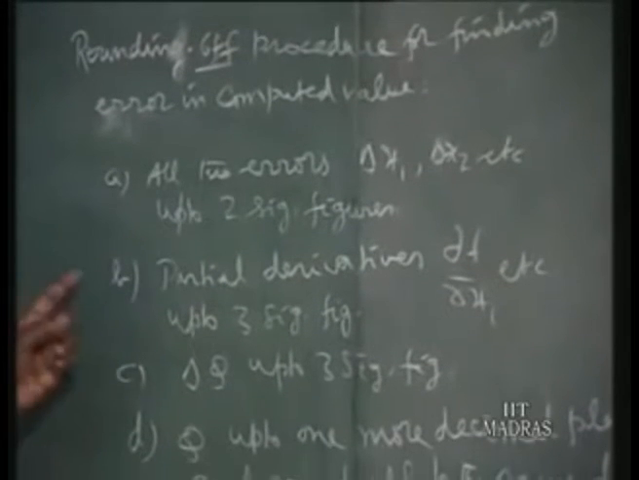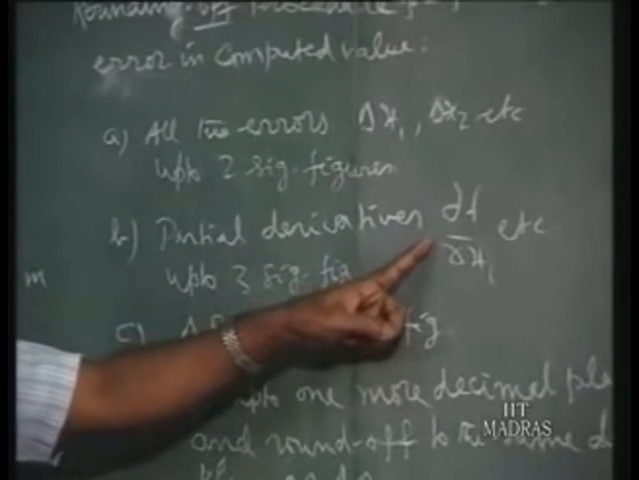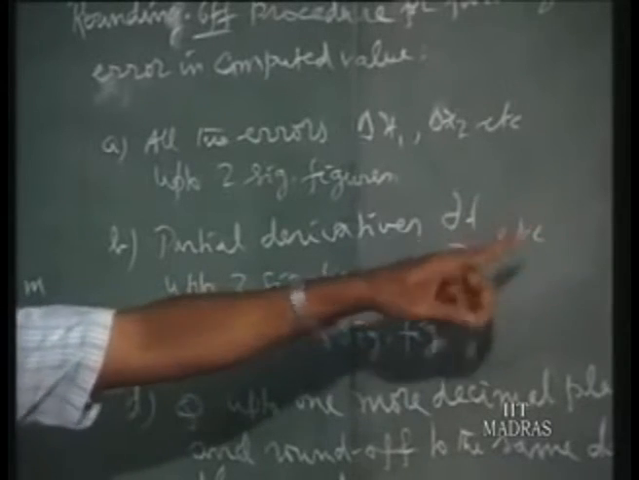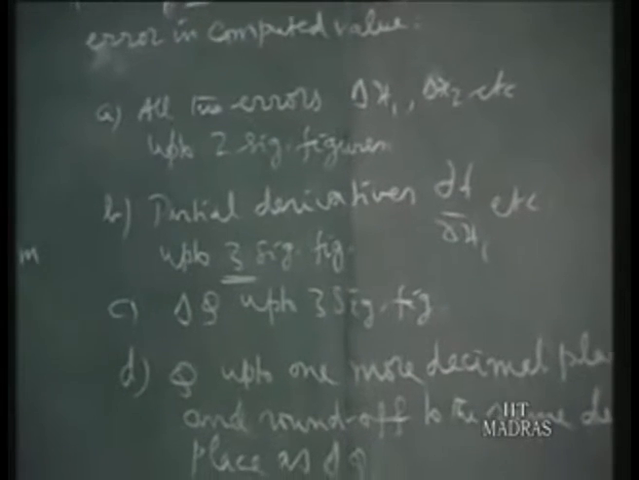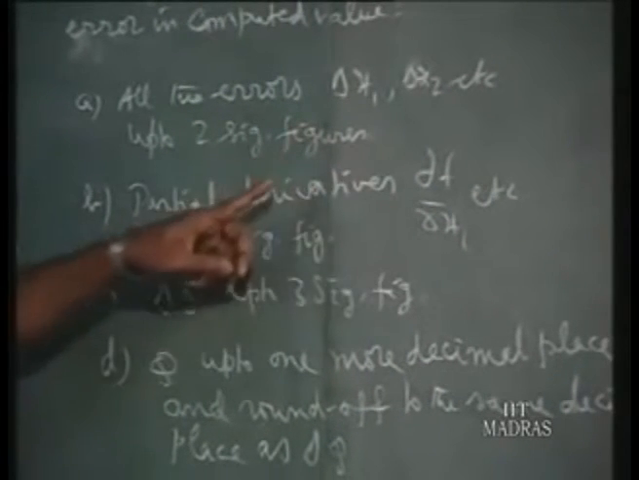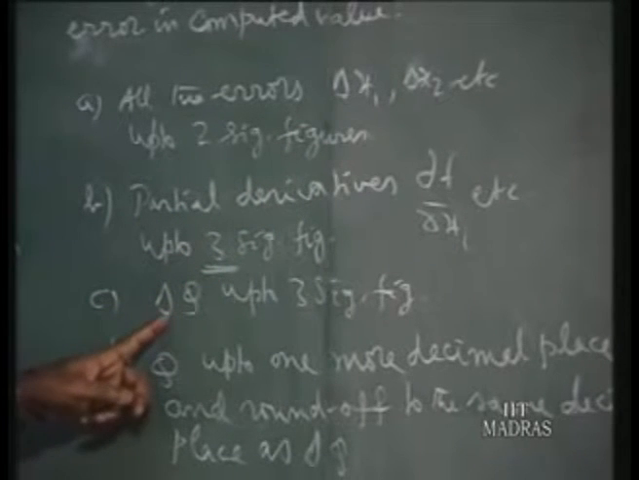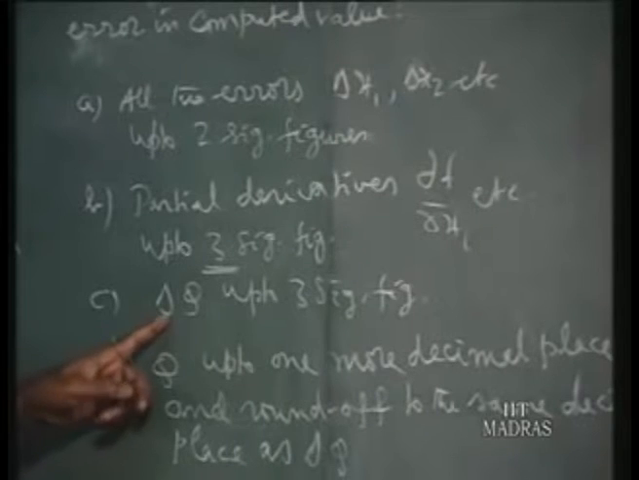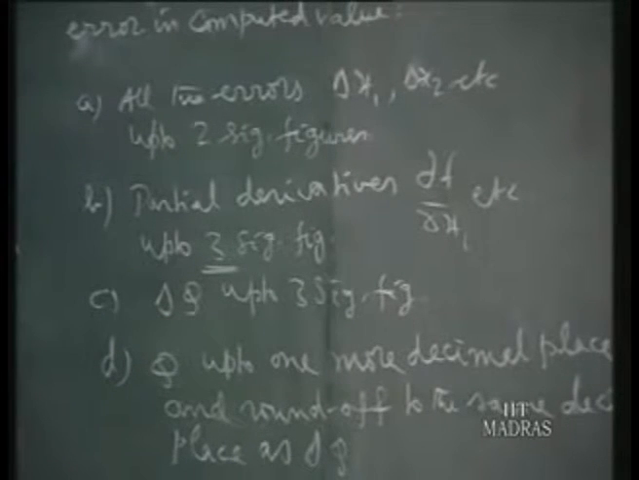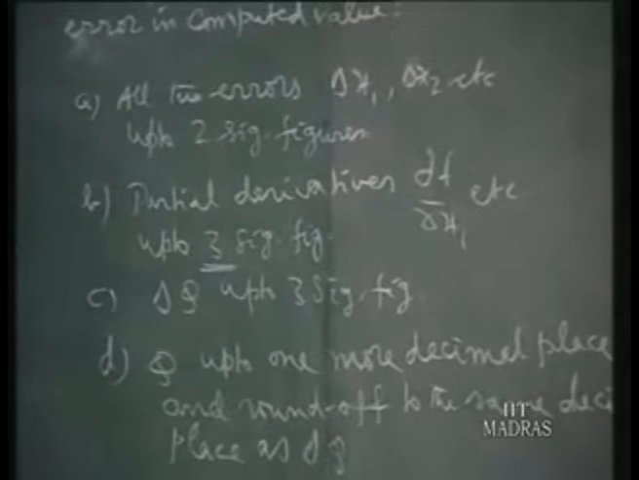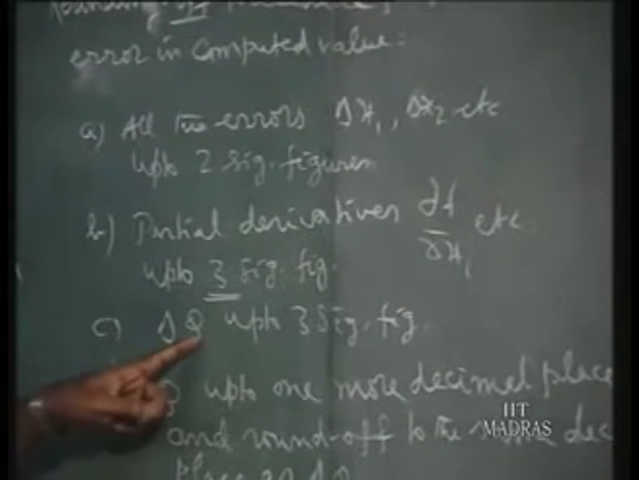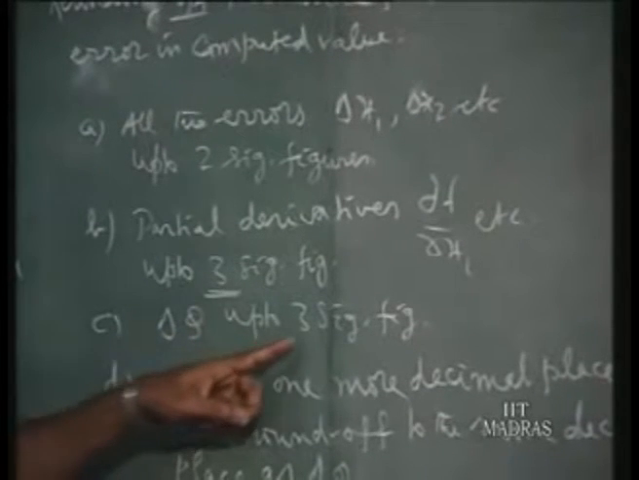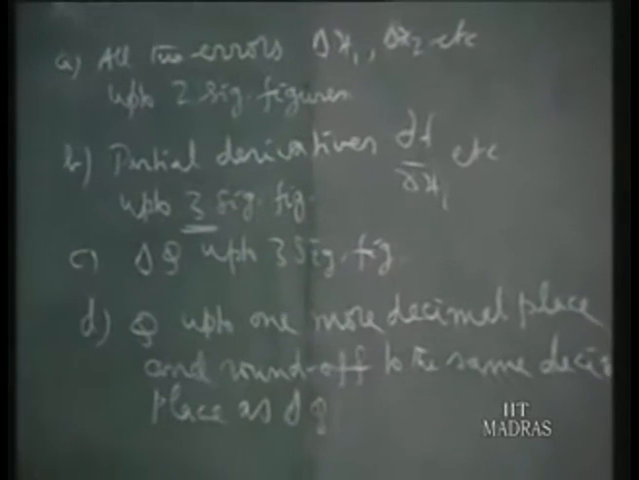Then while we are computing the propagated error in the computed value, we are finding the partial derivatives, dou f by dou x1, dou f by dou x2, dou f by dou x3 and so on. That should be computed up to 3 significant figures. And then with these values, we are computing delta q by using the formula delta q is equal to root of delta x1 into dou f by dou x1 whole square plus delta x2 into dou f by dou x2 whole square and so on. That delta q, the error in the computed value, may be computed up to 3 significant figures. That is third.